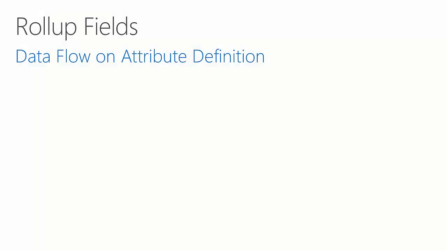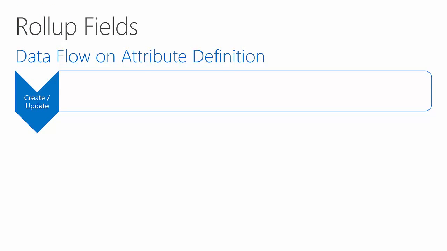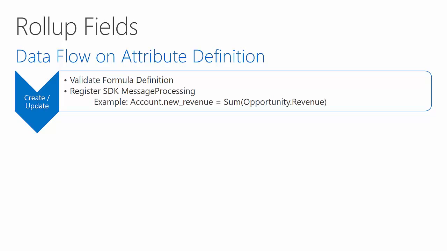The first thing to cover is what happens when a rollup field is created. After defining the rollup field and clicking on Save, the formula definition is validated. This rollup field now requires a bootstrap event to populate all of the records with the rollup field data. Next, SDK message processing steps are registered on Create, Update, Delete for the source and target entities that are set within the rollup formula definition. For example, we create a new rollup on the account entity, which is the sum of all opportunity revenue. Doing so registers steps for both the account and opportunity entity.